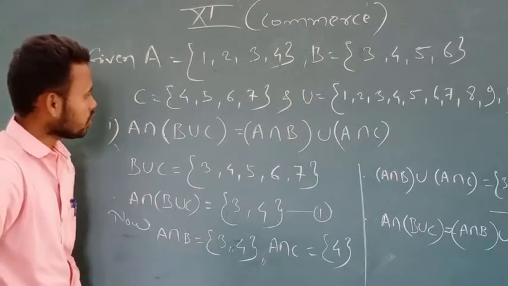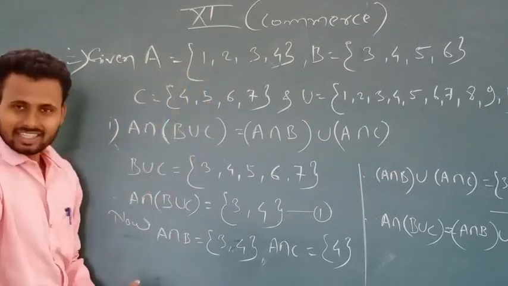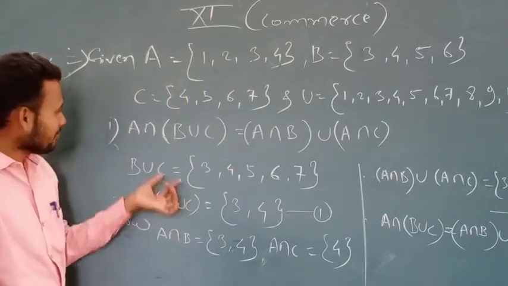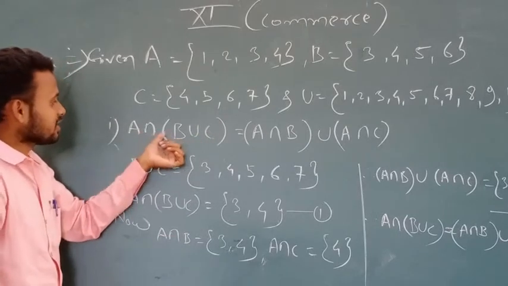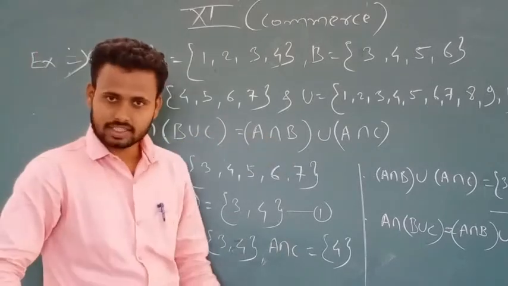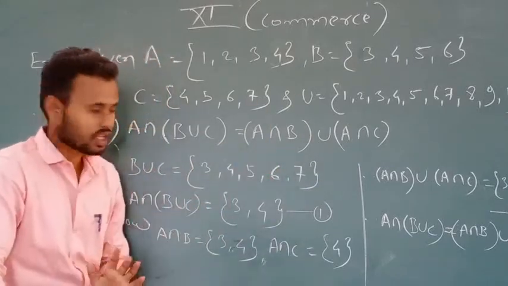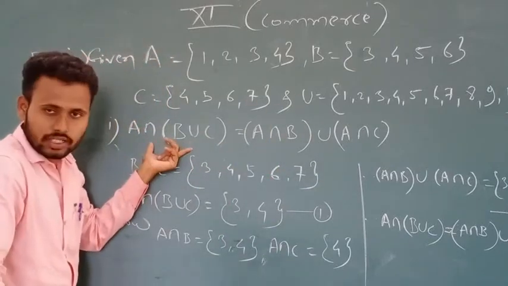ठीक है. क्वेश्चन काय होता? A, B, C are the sets. U is the universal set. Then verify that A intersection with B union with C, which is equal to A intersection with B union with A intersection with C. हे आपल्याला व्हेरीफाय करायचं होतं. फर्स्ट आपण काय केलं? LHS फाइंड आउट केली.